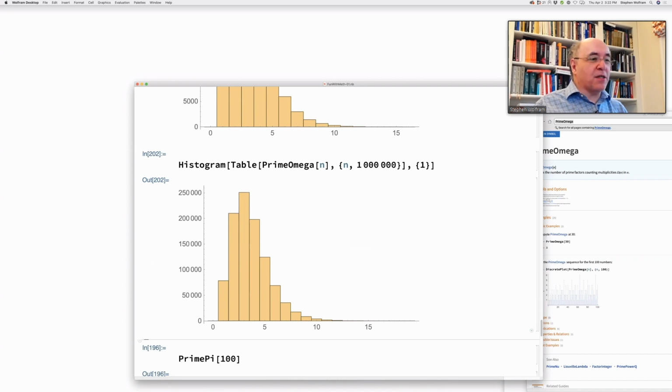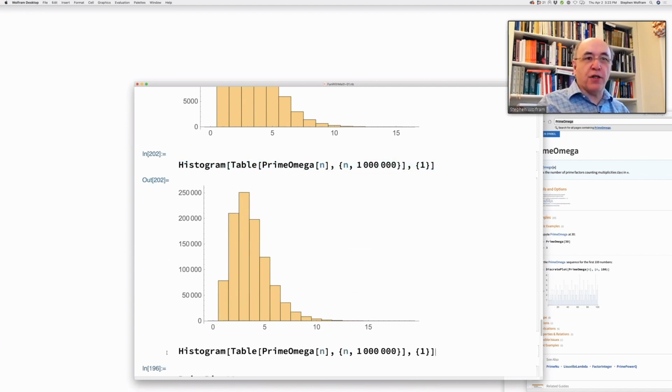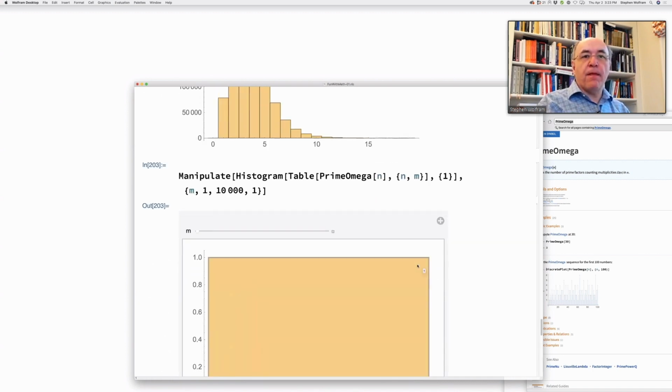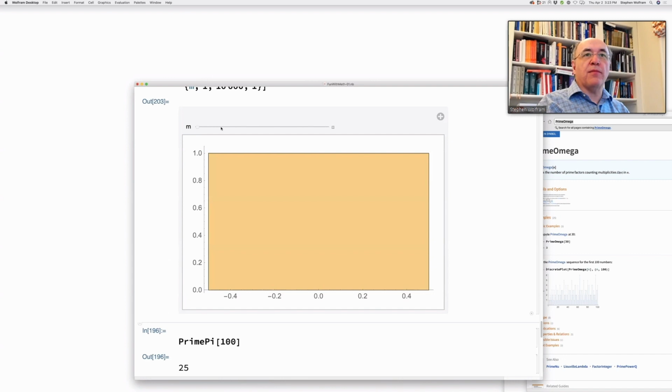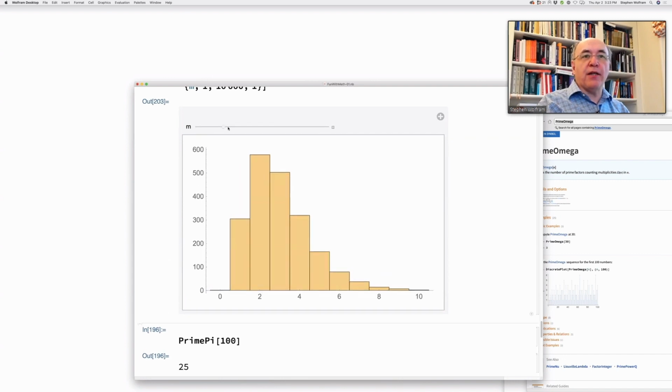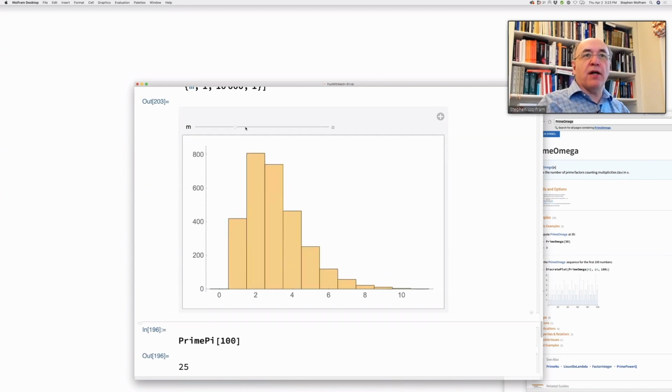All right, we've got a suggestion here for making a Manipulate out of this. We can certainly do that. We can just see how this curve changes interactively. Let's say m for the maximum, and let's say m goes from 1 to, let's say, 10,000 in steps of 1. So this is going to show us, as we increase that maximum, how things change.